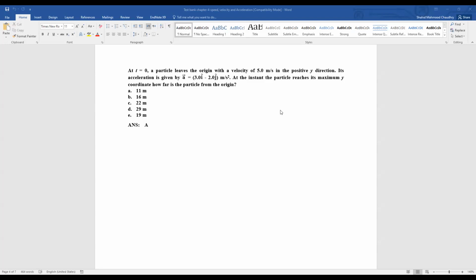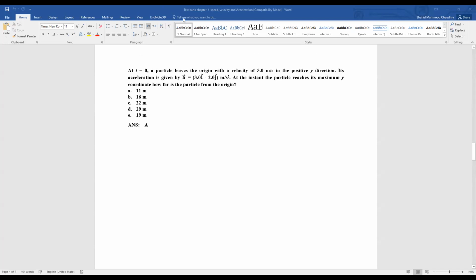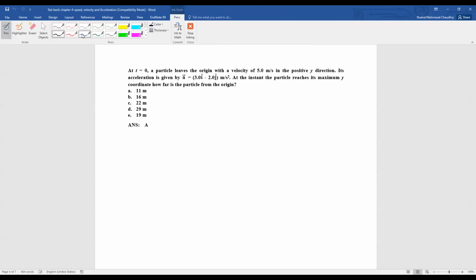So today we will solve more problems about chapter number 4, and these problems are related with two-dimensional motion. Last time we solved some problems, and now we will solve more problems, and your concept will be more clear. So these are the problems about chapter number 4.